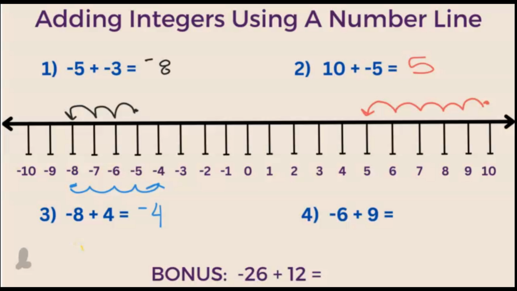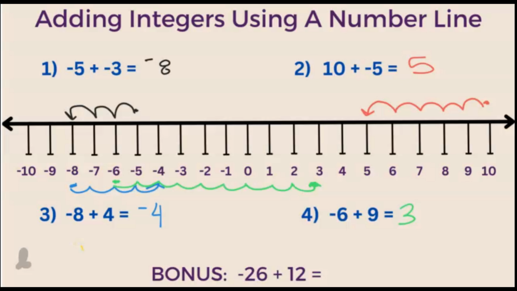Last example. Negative 6 plus 9. Let's start with negative 6. We're going to add positive 9. 1, 2, 3, 4, 5, 6, 7, 8, 9. That gives us positive 3. And if we subtracted 9 minus 6, it would give us 3.